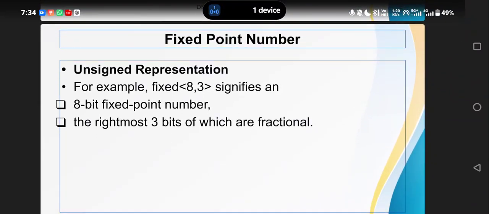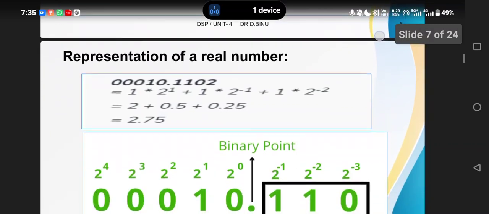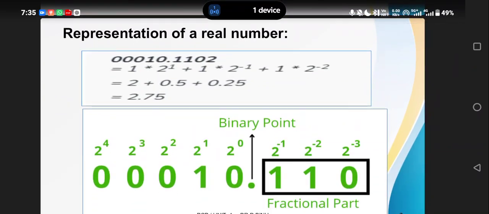How is unsigned fixed point represented? For example, 8,3 in fixed point representation means here 8 bit is the fixed point number, the rightmost 3 bits of which are fraction. How can we represent a real number? For the binary value 00010.110, the 110 is the fractional part, and the remaining is the integer part.